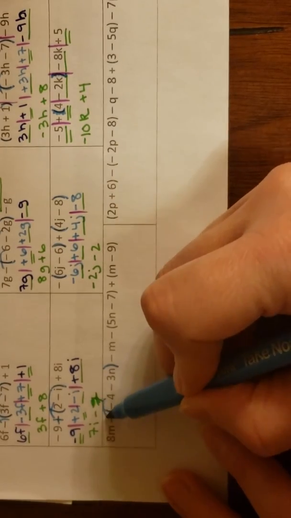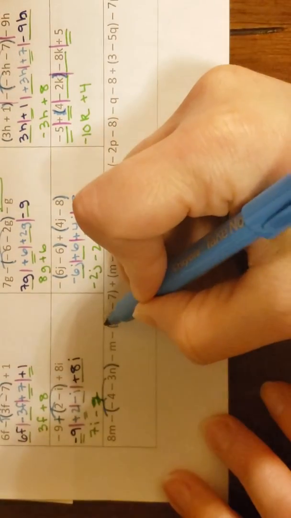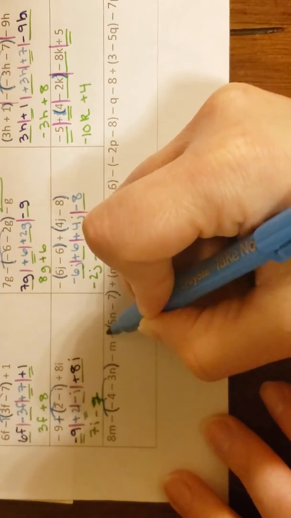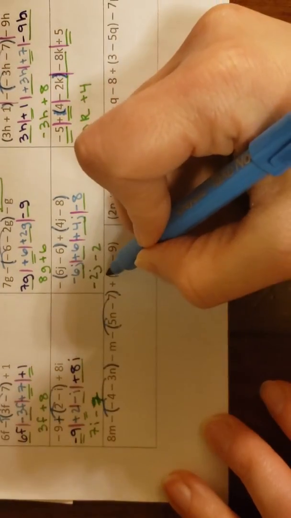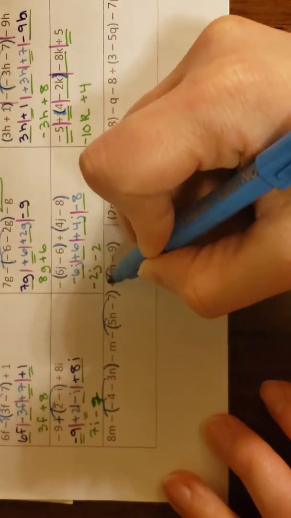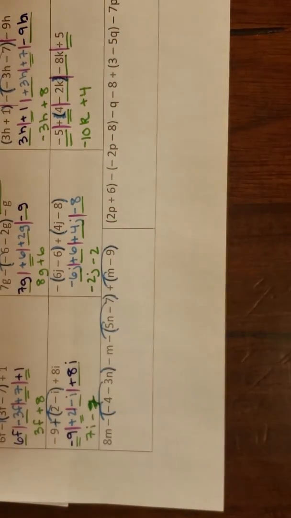Okay, so there's those parentheses. It goes with a negative. These parentheses go with a negative. These parentheses go with a positive. See if you can do that first line.